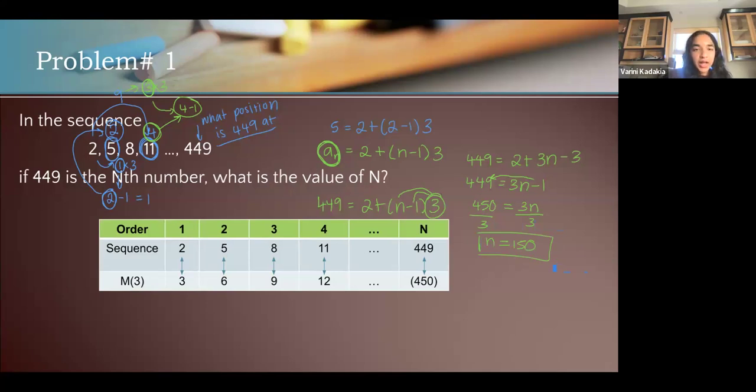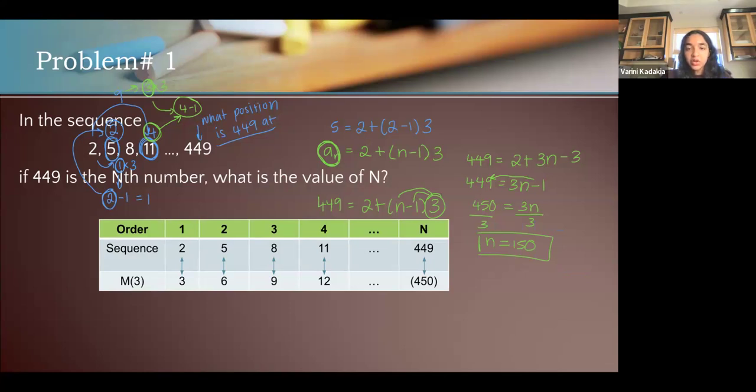Okay, so does someone who understood how this works want to explain kind of how it works?